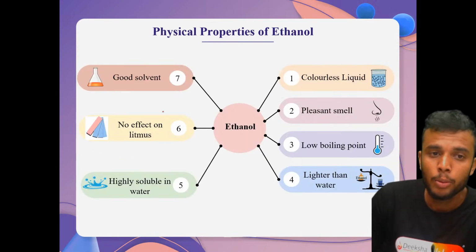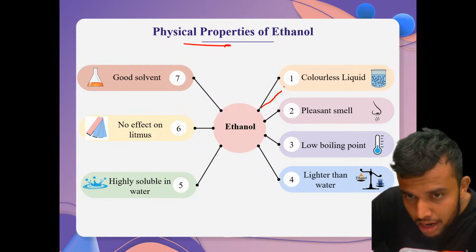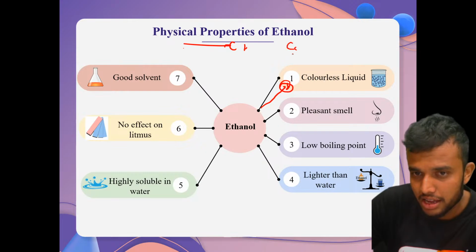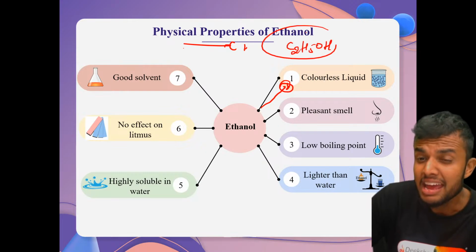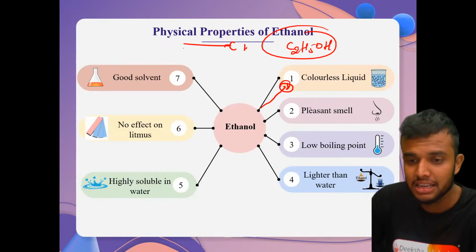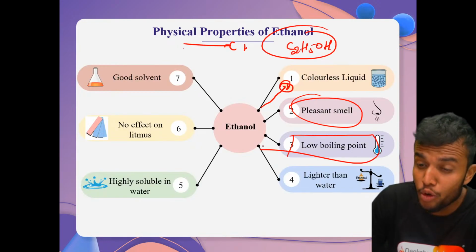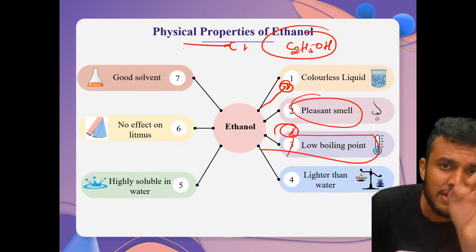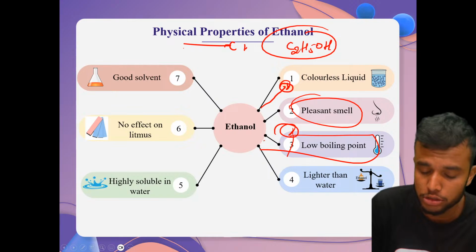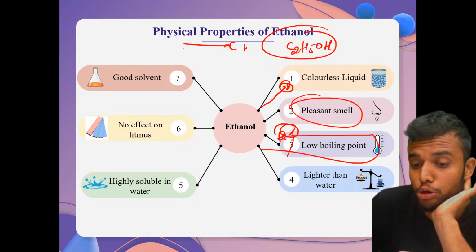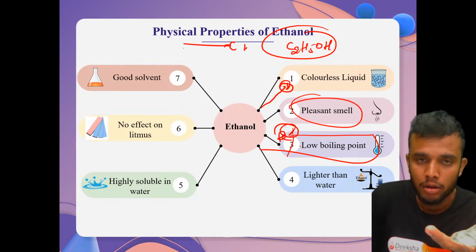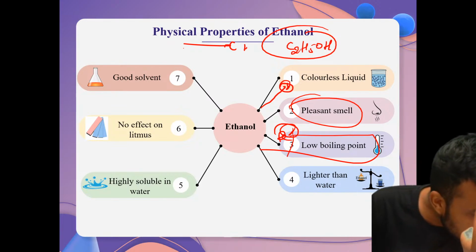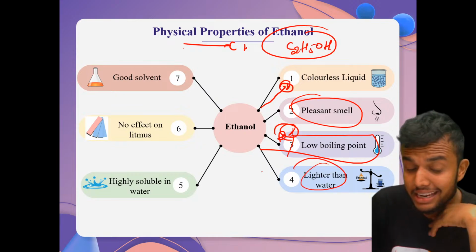Okay, my dear students. Next, the physical properties. Ethanol is a colorless liquid. What is the molecular formula of ethanol, my dear students? C2H5OH. It is colorless with a pleasant smell, and it has a very low boiling point. That's why ethanol is used in many synthesis processes and solvent processes. For example, in the recrystallization process, ethanol is used. If we place ethanol on an outer surface, it can easily evaporate. Students, it is also lighter than water.